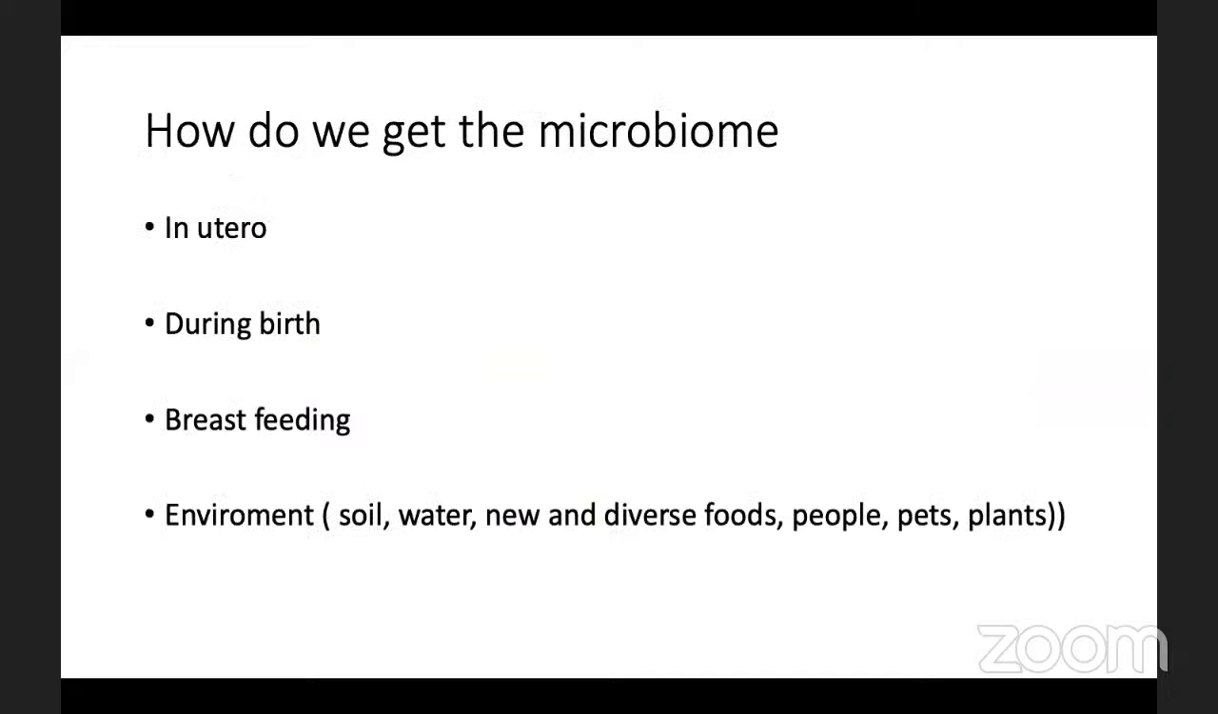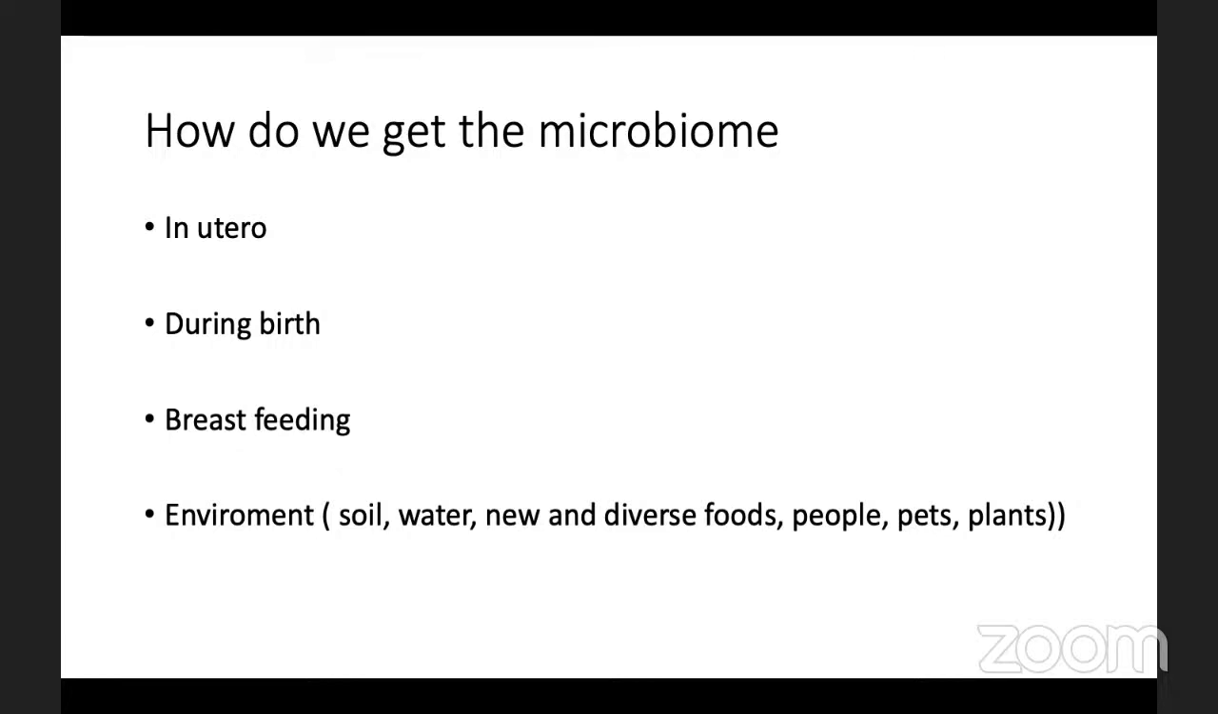So how do we acquire our microbiome? Someone begins acquiring their microbiome within their mother's uterus. When you're in your mother's uterus, you're bathed in amniotic fluid, you take it in and then you pass it out within the same environment. It contains bacteria, it contains viruses, so we keep on taking them and they keep on modifying our microbiome.